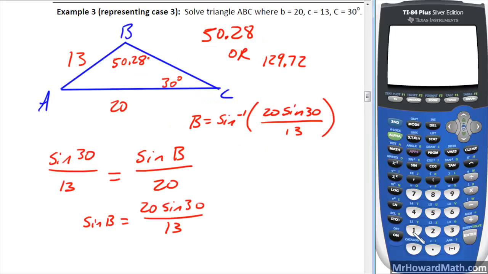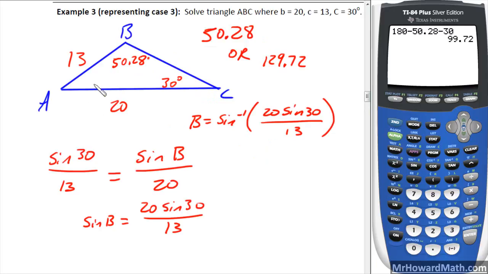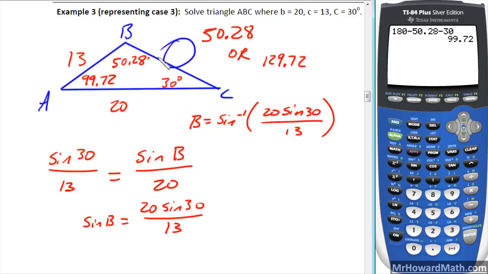So that means angle A is 180 minus 50.28 minus 30, and that's 99.72. So we have all three angles. We have two of the sides. Now we need to finish the problem by finding this side length over here.